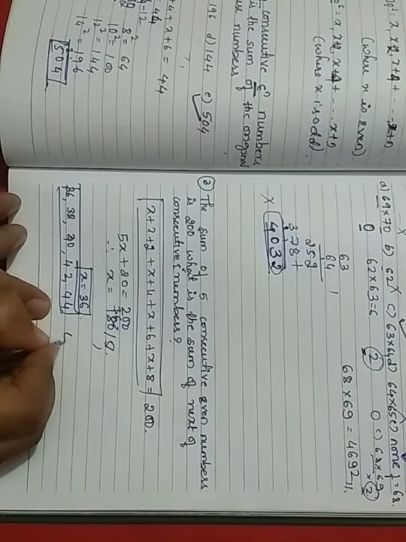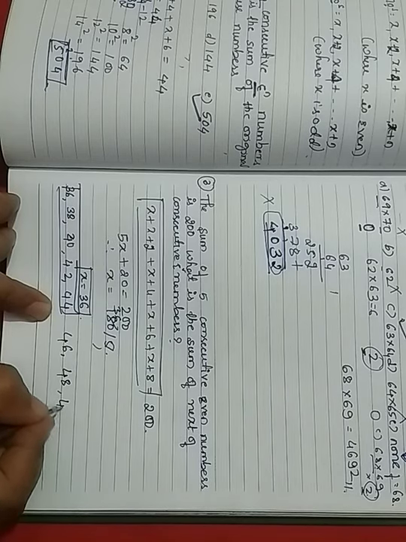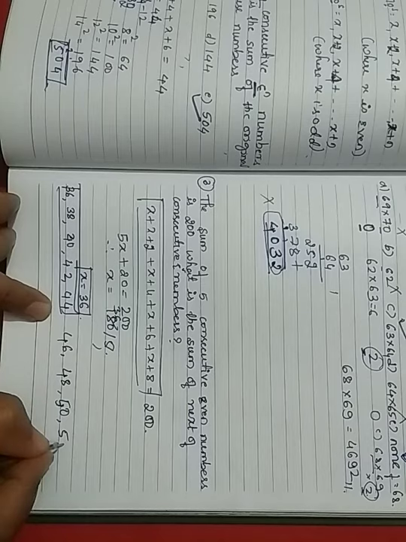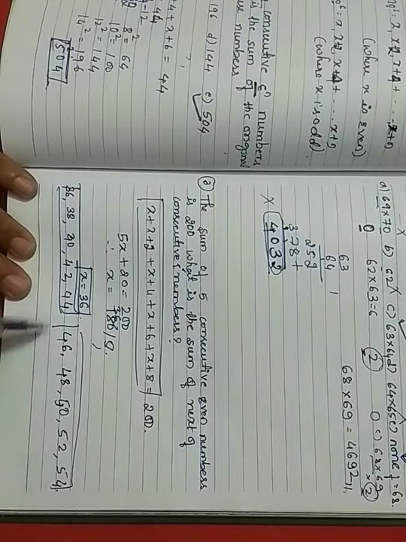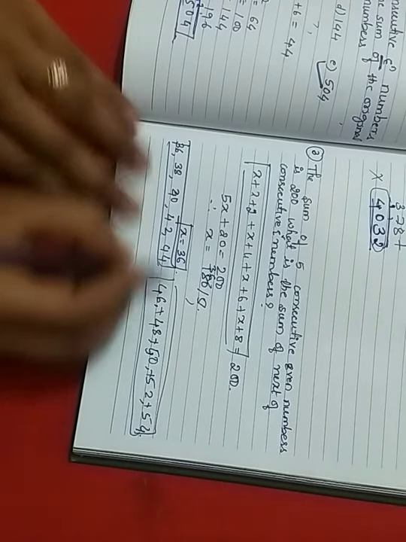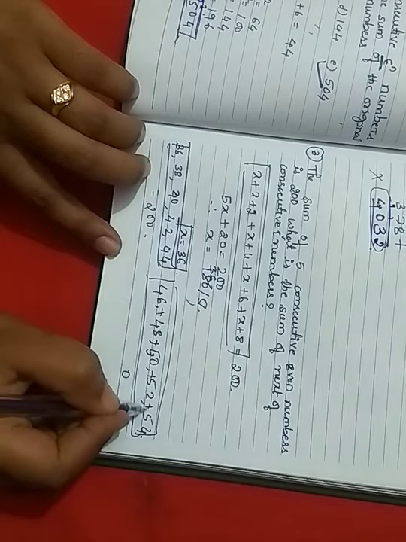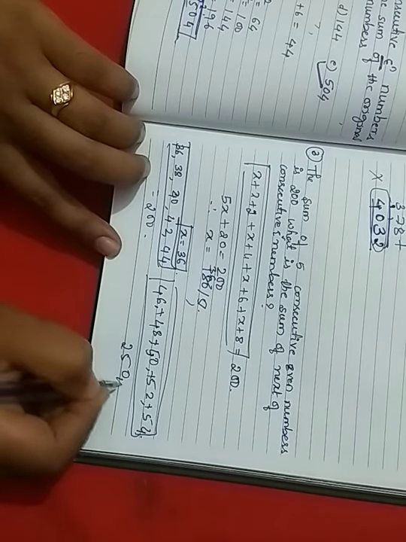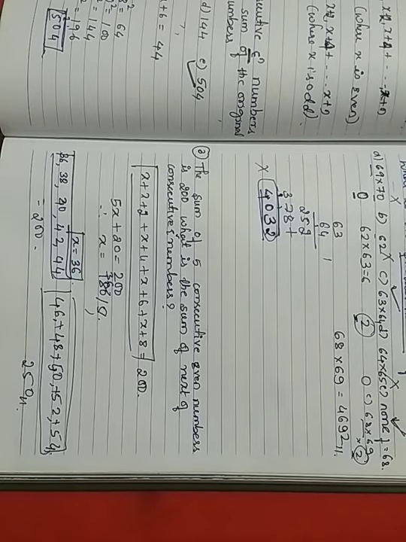Okay, 46, 48, 50, 52, 54. These are the next 5 even numbers. So just add them. The sum of the first five is 200. Just add them, and you will get 250 here. This is how we can simplify.